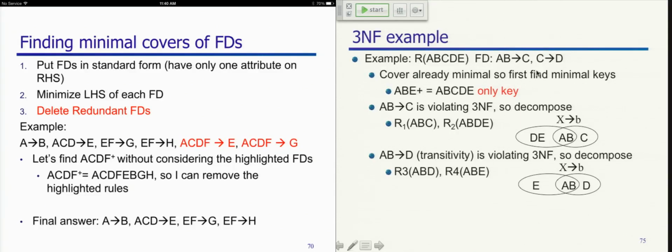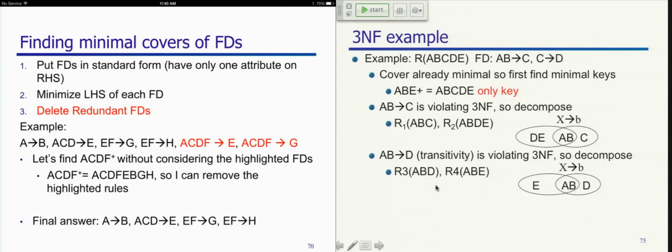Again, if you look here, you can see that AB gives you C and C gives you D. With transitivity, you can see that also AB determines D. You could also see that by finding the closure of A and B. The closure of A and B gives you A, B, C, and based on that final rule, it's going to give you D. So we have this implicit functional dependency that AB gives you D. Now let's see if that's violating 3NF or not.